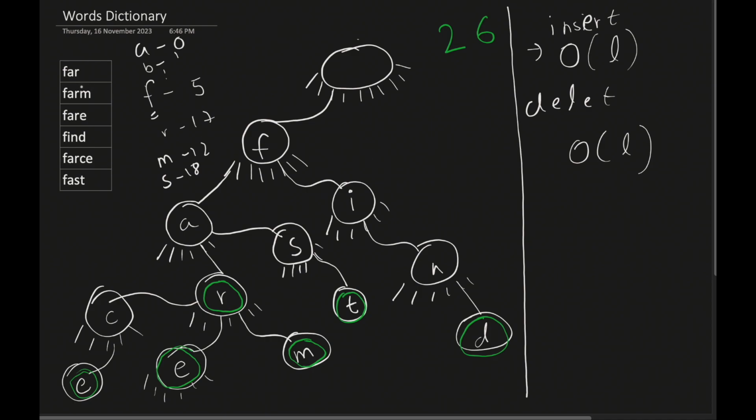Again, we'll try to traverse the given word. For example, if you want to find if the word fair is present, I'll come to Fa. Then here we figure out that there is no I node present, and we can say it is not there. In worst case, searching if a word is present or not would take order of L, where L is the length of the word.